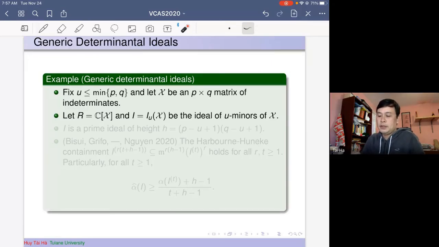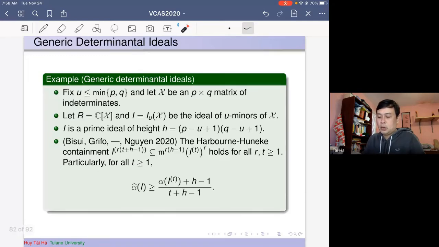So if you let X be a P by Q generic matrix, and U is any number, and take the ideal of U minors of X, then it's known that this is a prime ideal of height being this much. And what we can show is that this containment holds, so the actual Harbourne-Huneke containment holds for these determinantal ideals. Particularly, we have an inequality like the Bayes inequality for the Waldschmidt constants.